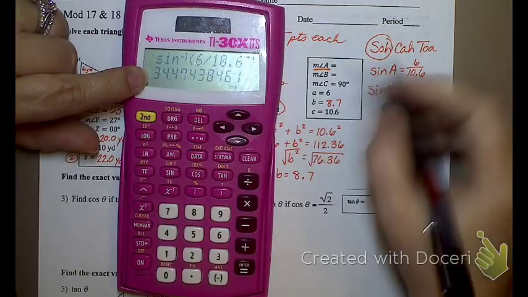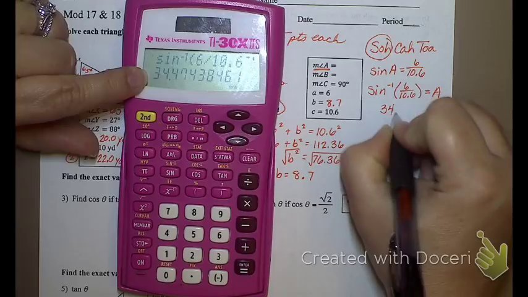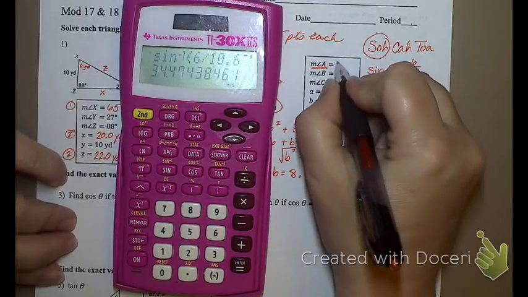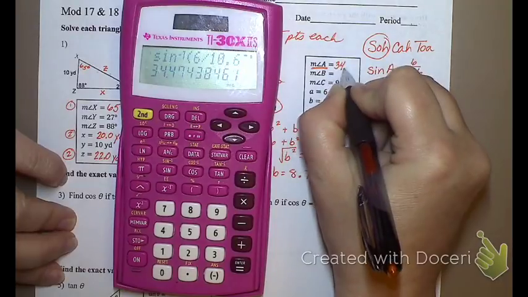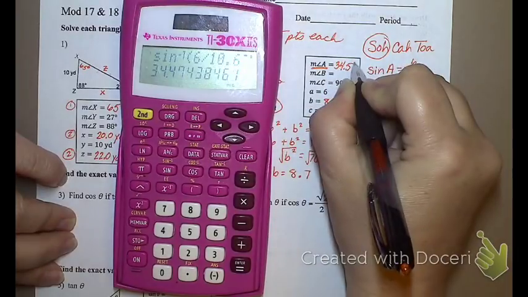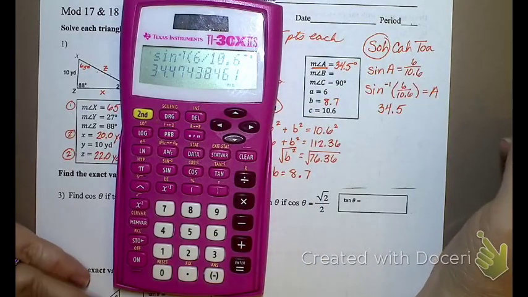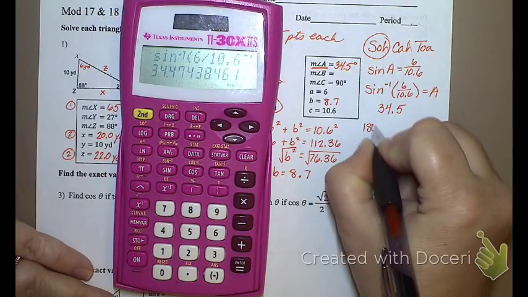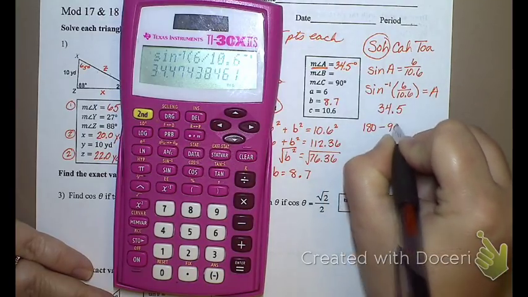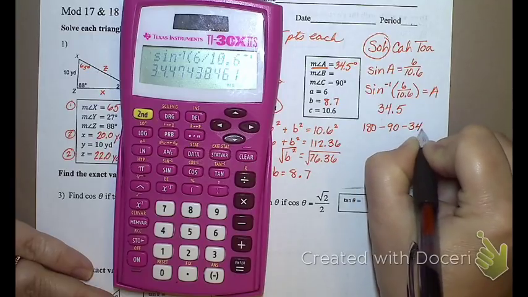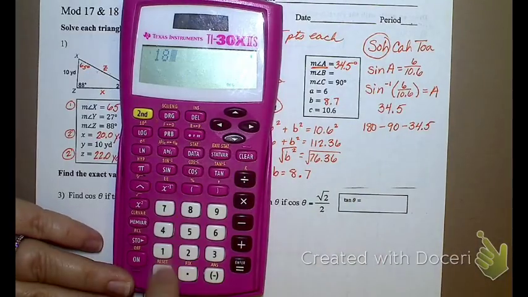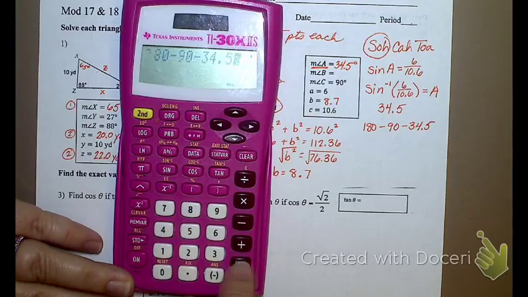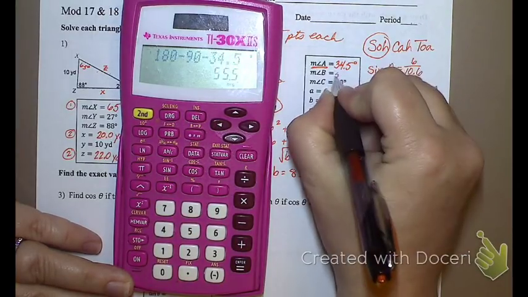Well, that rounds off to 34 point what? 47 rounds off to 5. So I'm going to call that 34.5 what? Degrees. Once I have that, my next angle I can get by just taking 180 minus 90 degrees minus 34.5, and that should tell me my remainder. 180 minus 90 minus 34.5, and this one is 55.5.